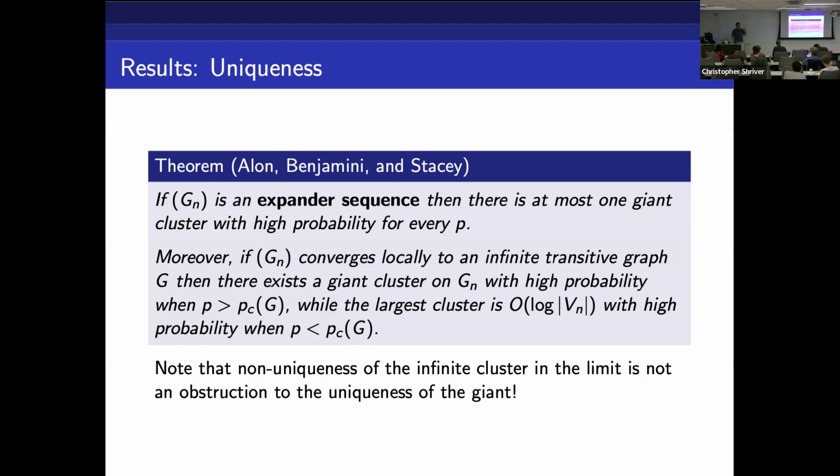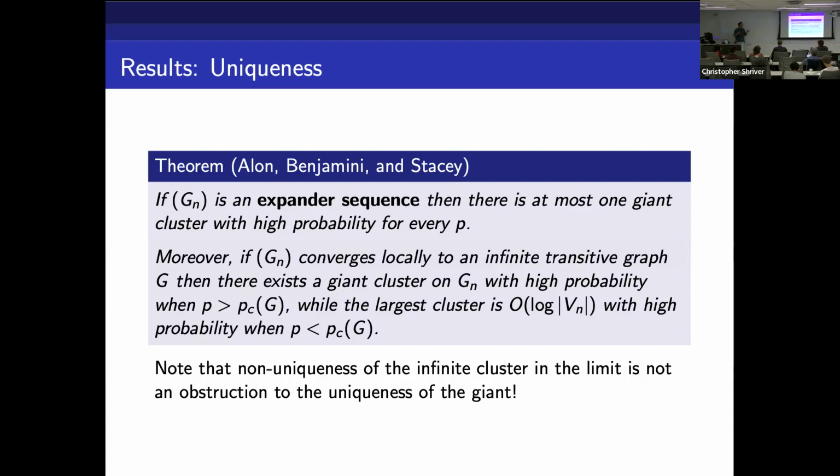Moreover, they showed that if your expander sequence converges to some infinite transitive graph, then you can read off everything from the infinite volume limit in the way that you would like. The giant cluster will emerge precisely at p_c of the limit graph, the density will be correct, and so on. One thing you might find surprising is that many expanders will converge to a tree. Take a random d-regular graph, for example. On the tree, you get non-uniqueness of the infinite cluster, but their theorem tells you that you always get uniqueness of the giant cluster in finite volume.